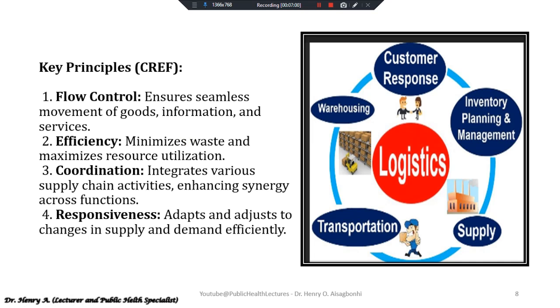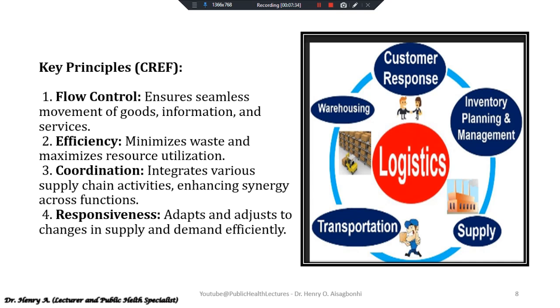Number 2 is efficiency. Efficiency here simply means using minimal resources to achieve maximum results. In logistics, it's about minimizing waste, fuel waste, time waste, and storage waste, and maximizing output so that every naira, every capital spent adds value to healthcare delivery.